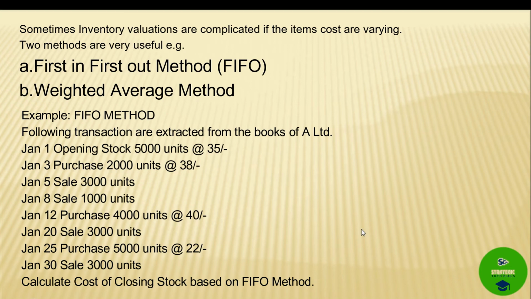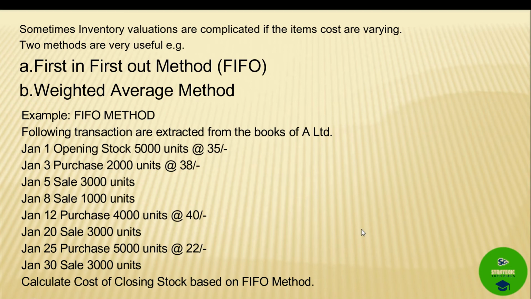The following transactions are extracted from the books of A Limited. Opening stock 5,000 units, that has been purchased at rupees 35. Here the rate is very important. On January 3rd, purchased 2,000 units at the rate of 38. There is a sale of 3,000 units on the 5th, 1,000 units on the 8th. On the 12th, again purchased 4,000 units at the rate of 40 rupees.